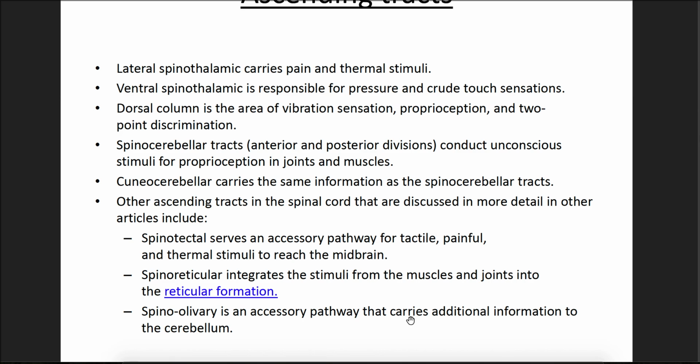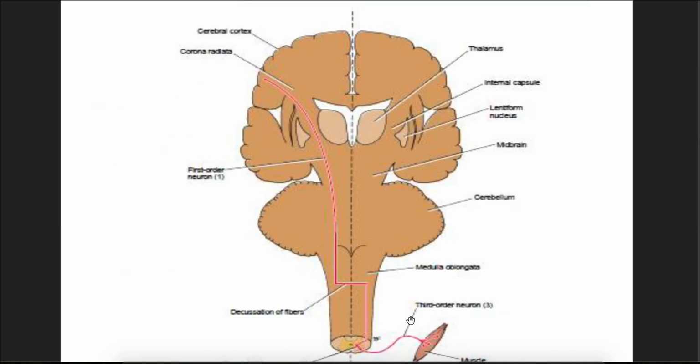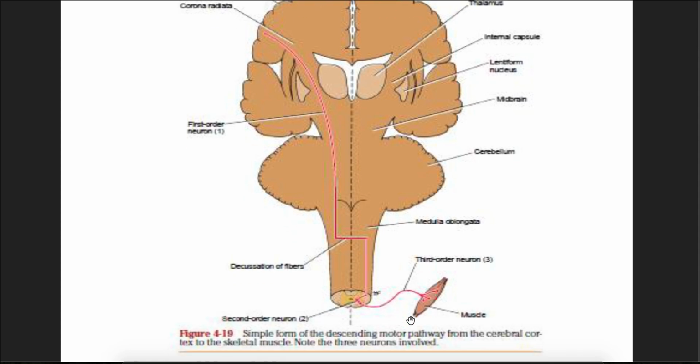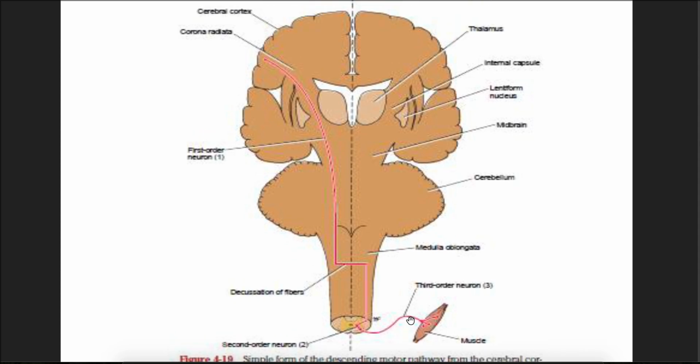And the other tracts are spinotectal. We know they have to do with movement of the eye and head to the stimulus. Then spinoreticular going to the reticular formation, and then spinoolivary going to the olivary nuclear complex. And here I have an introduction.